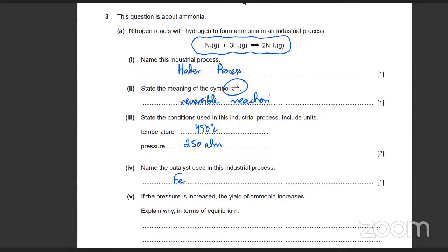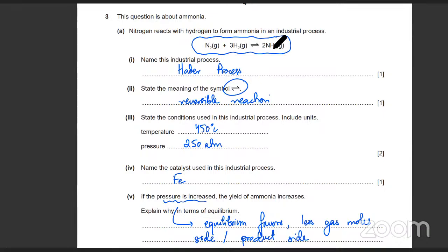If the pressure is increased, the yield of ammonia increases. Why? When you increase pressure, what happens? Which side is favored? Pressure increases, the right side. No, what is the logic behind this? Equilibrium favors which side? The one with fewer molecules. So equilibrium favors the side with fewer gas moles, which in this case is your product side. The product has 2 moles, the reactants have 4 moles.